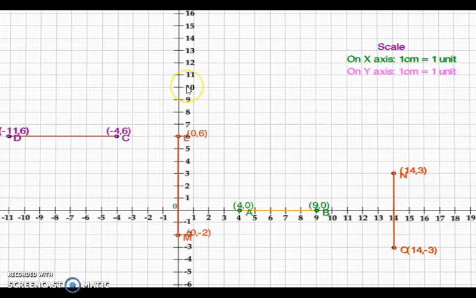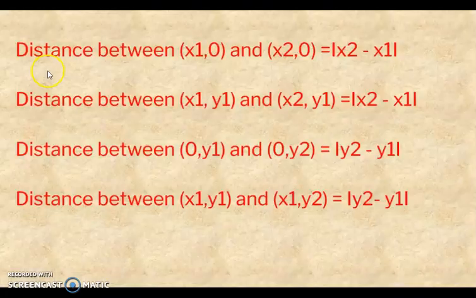So what we have observed is that for points that lie on the x-axis, that is x1, 0 and x2, 0, where the y coordinate is 0 in both, the distance between these 2 points can be obtained by considering the absolute value of the difference of the x coordinates, that is mod of x2 minus x1. This gives the distance between the 2 points that lie on the x-axis.